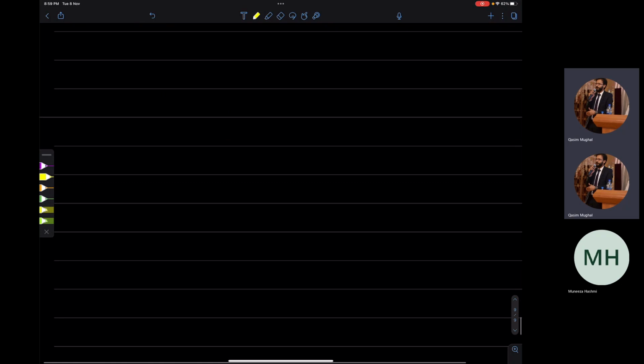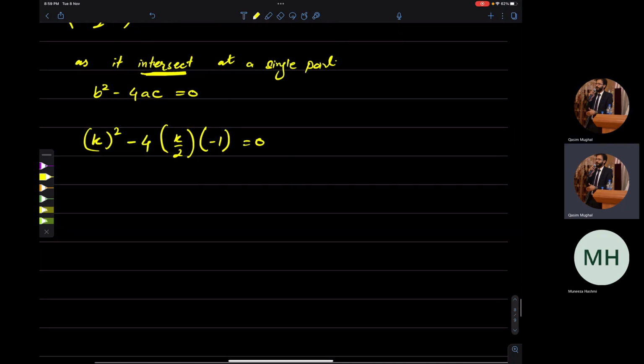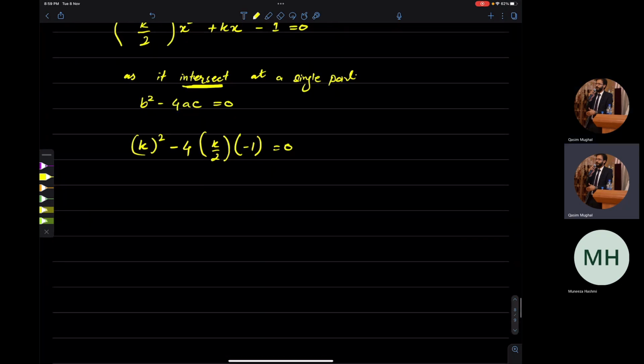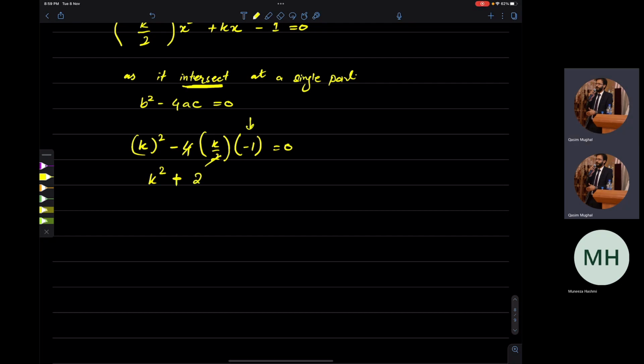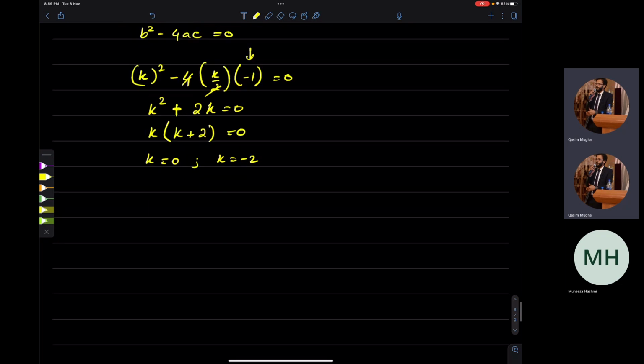And this is going to give us k squared, minus, not minus, plus, because this is negative as well. And then k squared plus 2k equals 0. K is common, so k plus 2 equals 0. K equals 0, and k equals negative 2.